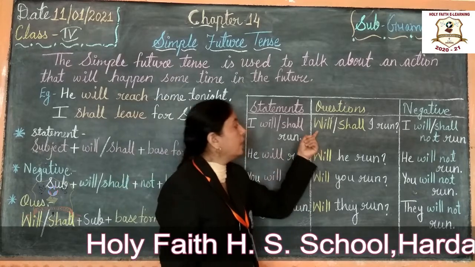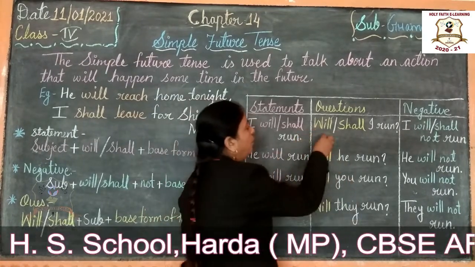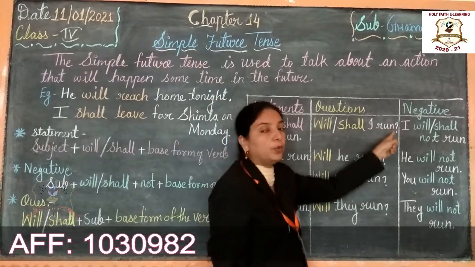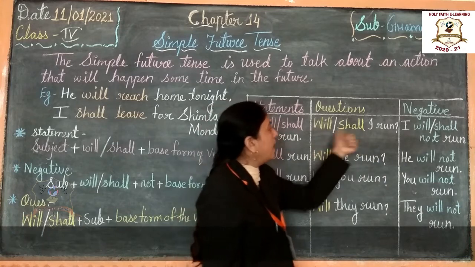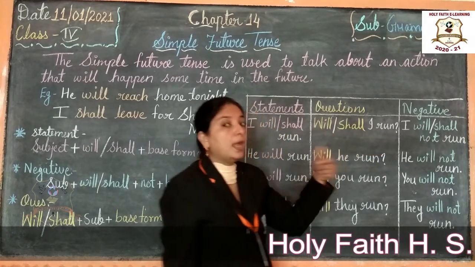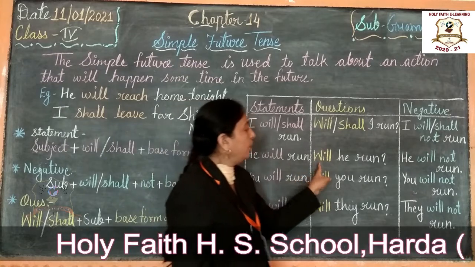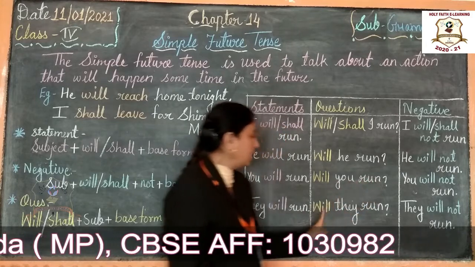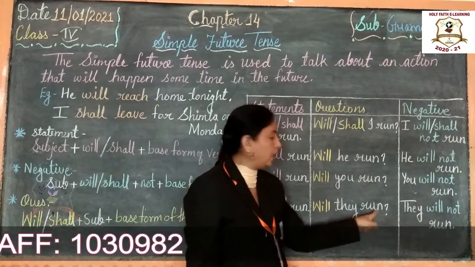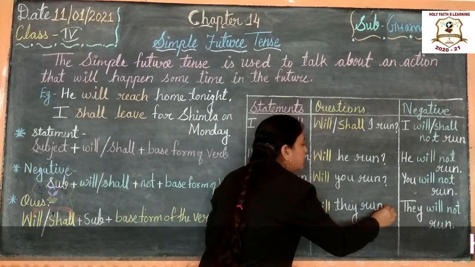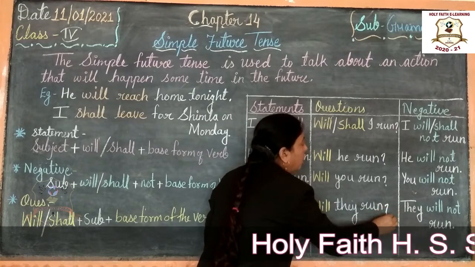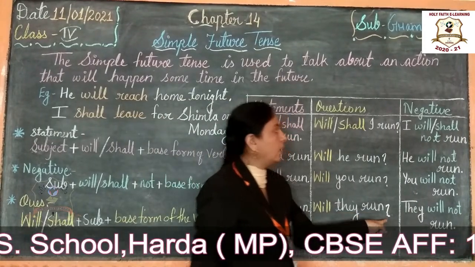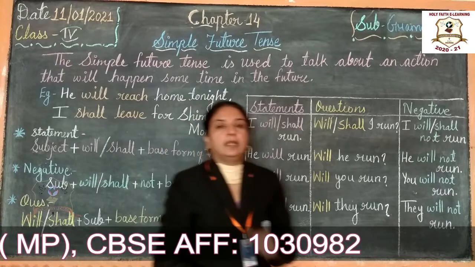For the question, what we are going to write? Will or shall. Shall I run, and at the end put question mark. Shall I run or will I run? Will he run? Will you run? Will they run? And at the end you have to put question mark for the interrogative or question.